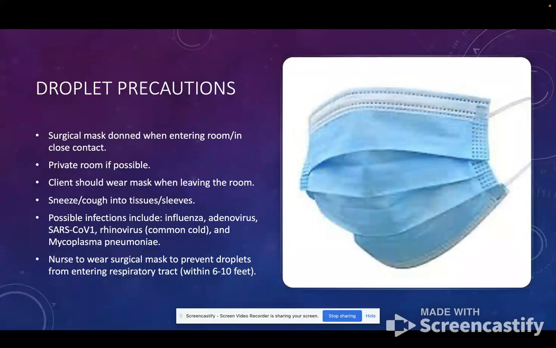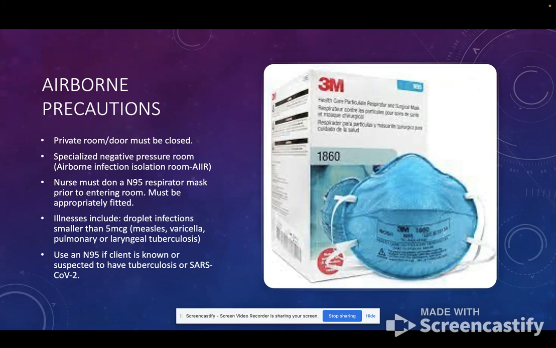And then the nurse would make sure to wear the surgical mask to help prevent the droplets from entering the respiratory tract. Airborne precautions, this one is like the next step up. So with any of these, droplet or airborne or anyone in general, if you ever think that you're going to have splash into your face, you're also going to want to add eye protection or maybe a face shield. Specifically with droplet or airborne, you want to think there are droplets involved. You want to protect your eyes.